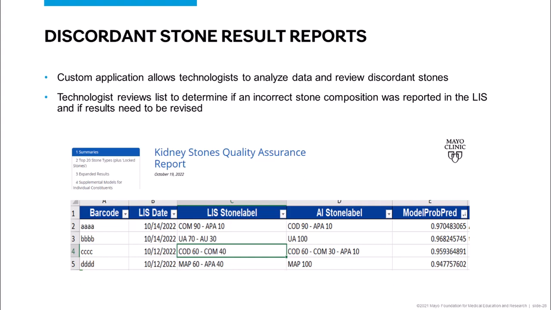The LIS stone label is the technologist's interpretation of a stone. The AI stone label is our model's interpretation of that stone. The model predicted probability is the value of how confident our AI model is in its interpretation. Now, if a technologist did enter an incorrect result into the LIS, we can now view it and change it in a timely manner so the physician has the correct stone composition to impact treatment.